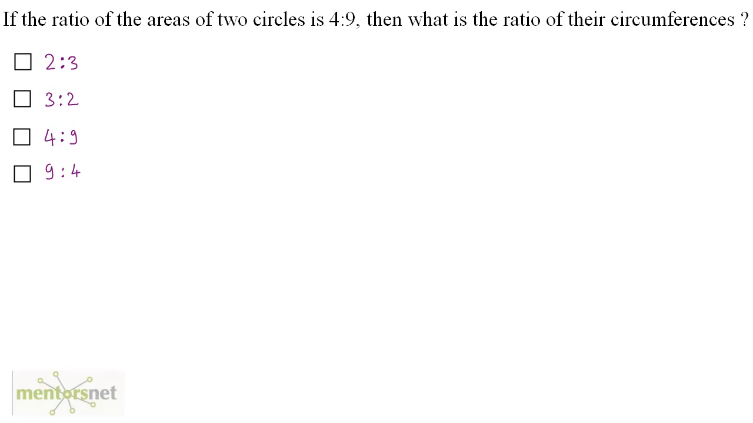If the ratio of the areas of two circles is 4:9, then what is the ratio of their circumferences? Well, the ratio of the circumferences will be C1 by C2, and that will be equal to 2 pi R1 upon 2 pi R2, right? So these 2 pi's get cancelled out. We have the ratio of the circumferences as R1 by R2. Okay, now let us find out what is R1 by R2. Well, to find that out, we have been given the ratio of the areas. So A1 by A2 is given as 4 by 9.